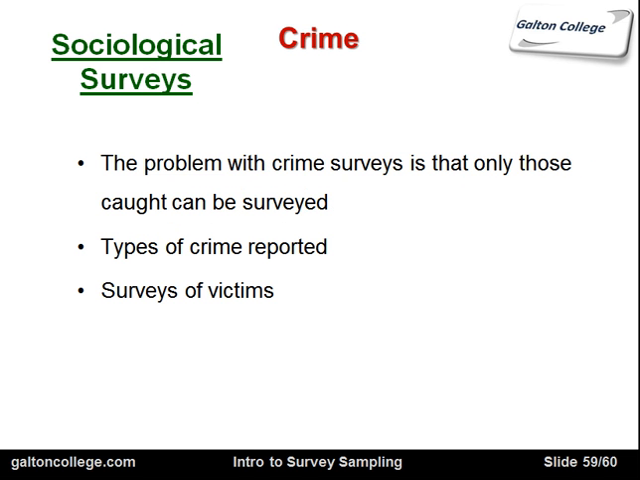There are also surveys on crime. The problem with crime surveys is that only those caught can be surveyed. Obviously, the people who are not caught committing crime, those people can't be surveyed. So the people who are caught can be surveyed as to why they did it, or what led them to commit the crime. And also, what are the types of crime reported? And what do the victims think about the crime and the crime rates? And this feeds back to policing, so that the police may take appropriate measures and allocate resources where there is the biggest area of concern.